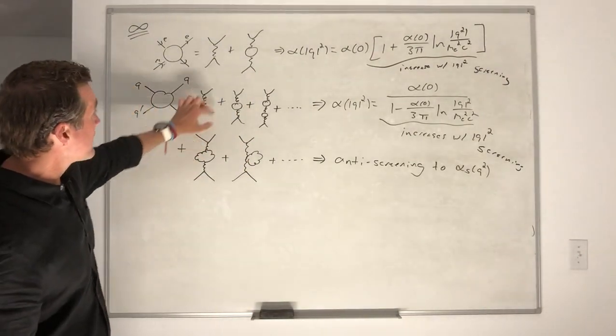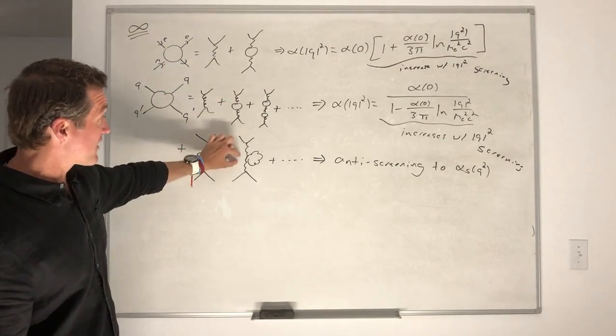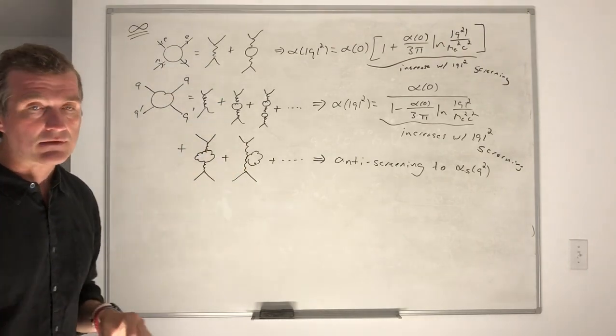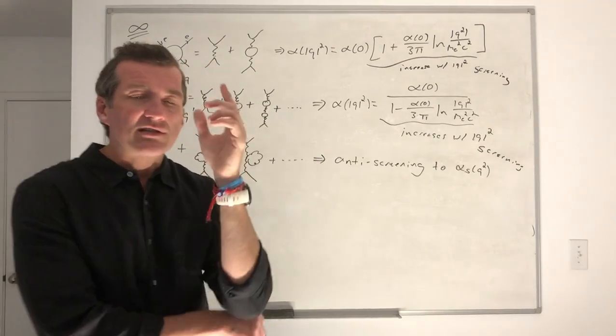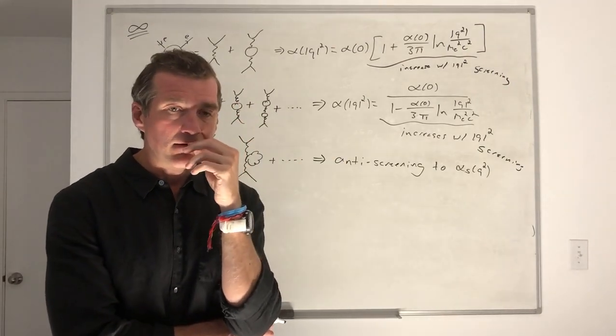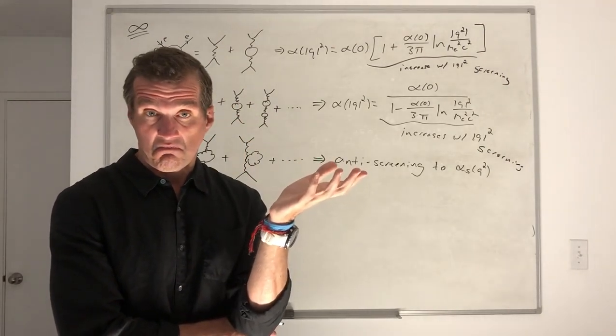This is a fourth order diagram. This is a fourth order diagram. It's actually a third order diagram, but it's got a quartic interaction. Okay? So the big question is, which one wins? What do you think?